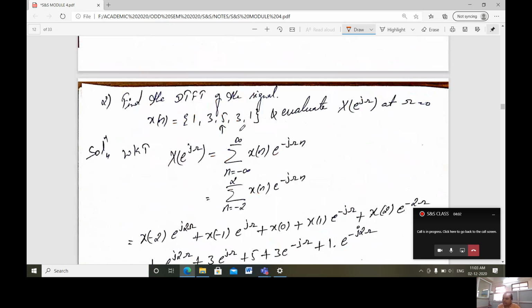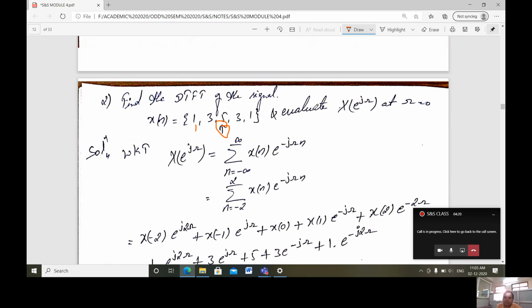Next we will go with the next problem: find the DTFT of the signal x of n equal to 1, 3, 5, 3, 1. Here sample values are given, and it says the fifth value is at the 0th position.